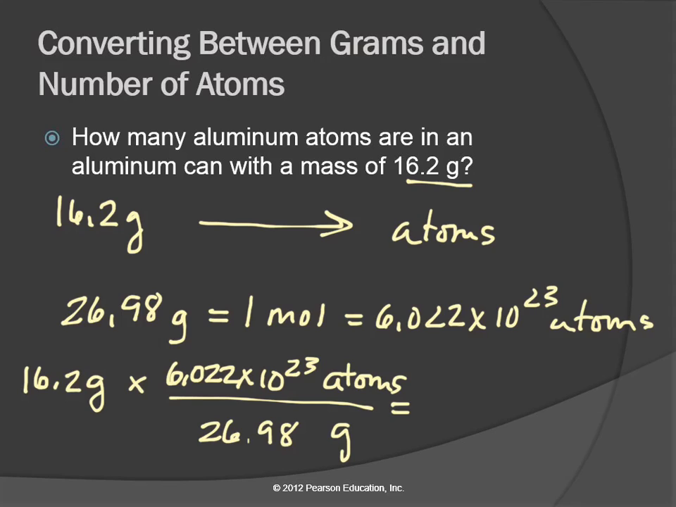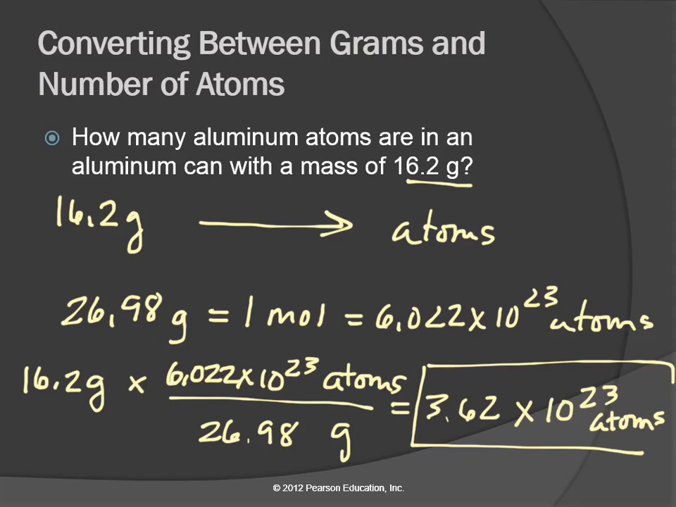So on the calculator, 6.2 times 6.022 EE23 divided by 26.98, and I'm getting, this would have two significant figures this time, 3.6 times 10 to the 23rd atoms. Any questions? Anybody else get that number?